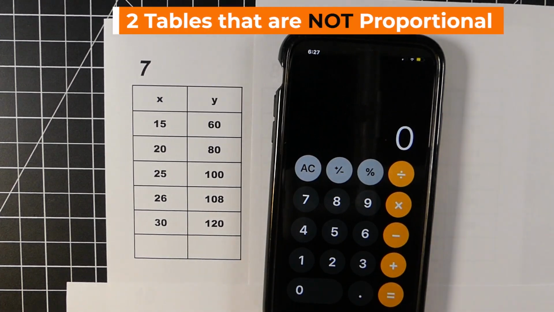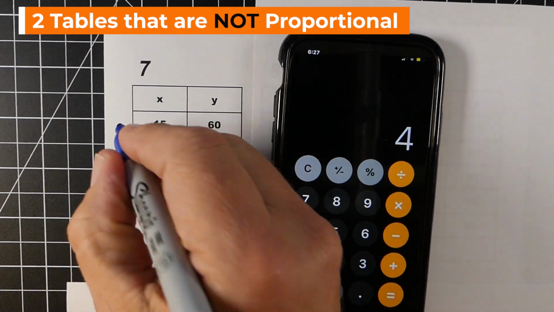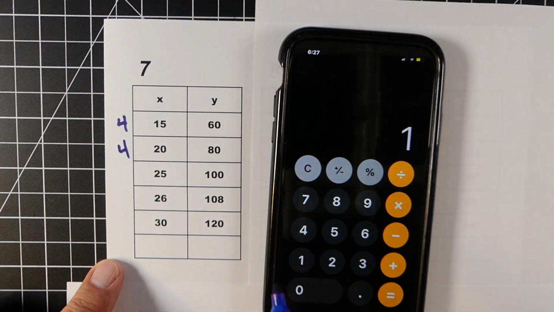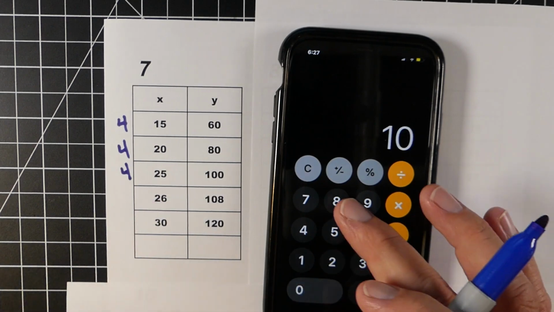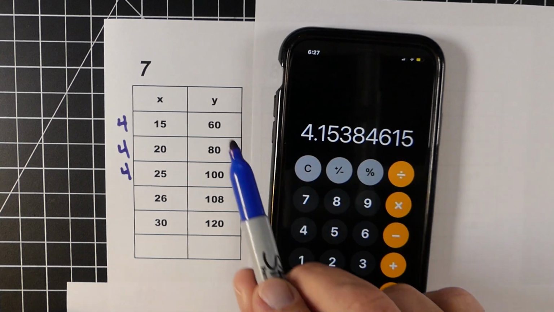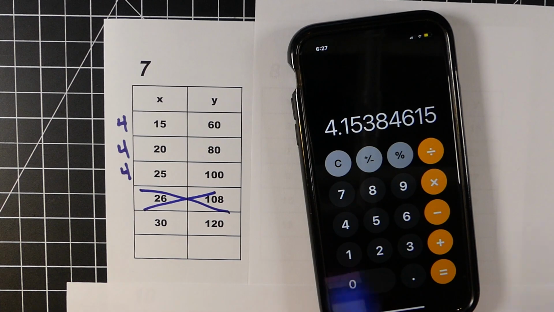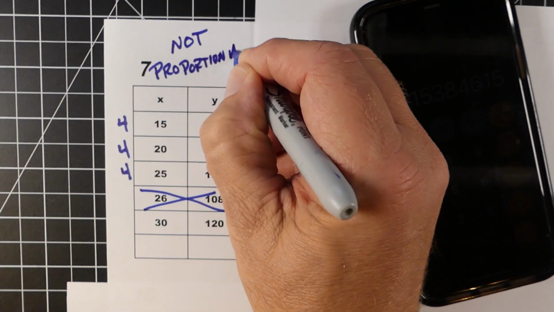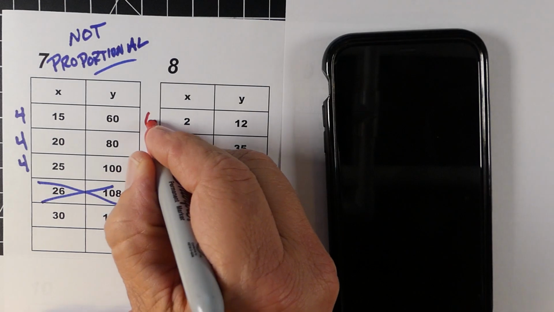Next are a couple examples of tables that are not proportional. So if we take our y divided by x, 60 divided by 15, we get 4. 80 divided by 20 is also 4. 100 divided by 25, also 4. But when we get to this next one, 108 divided by 26, you can see it's not exactly 4. It's close. But because it's even just slightly different, that eliminates this table right here from being proportional.